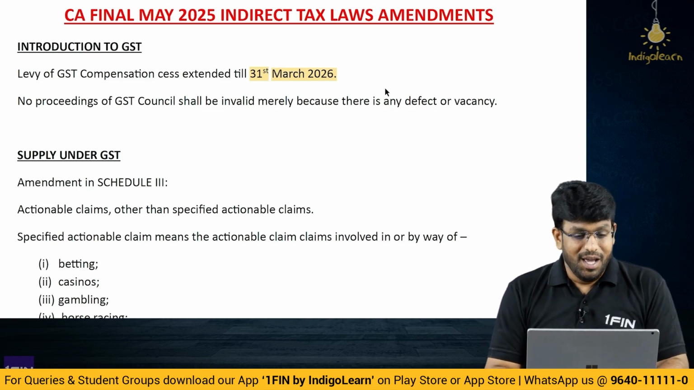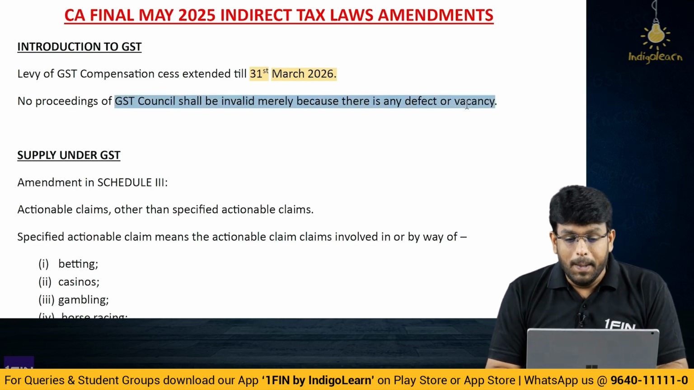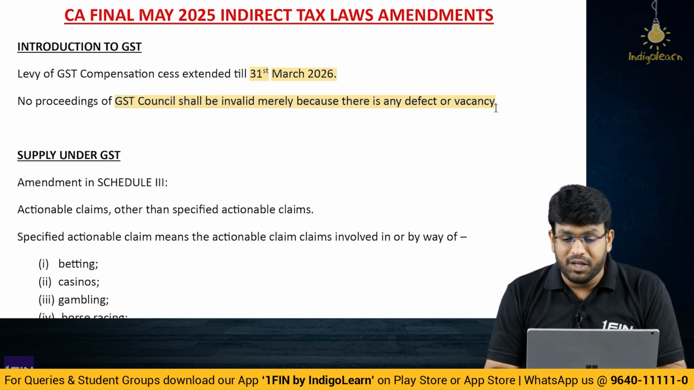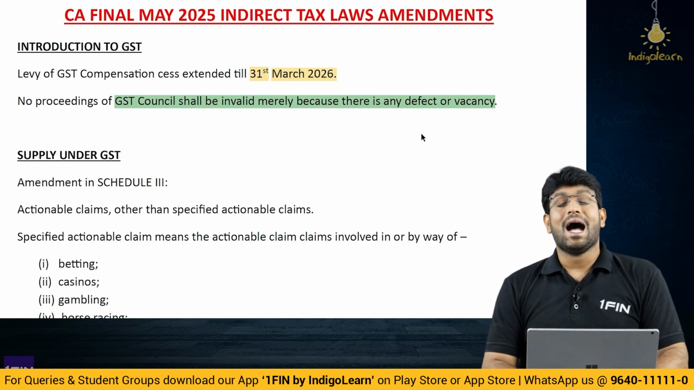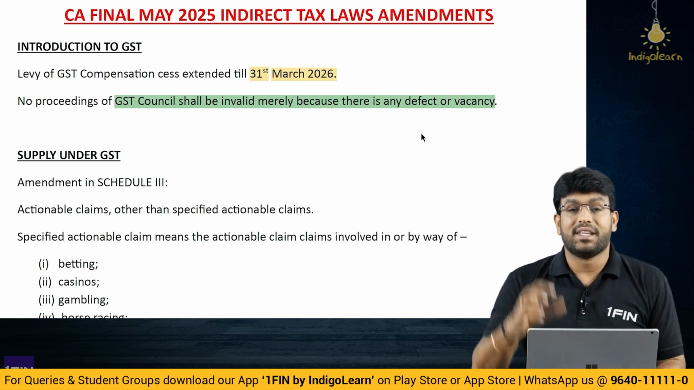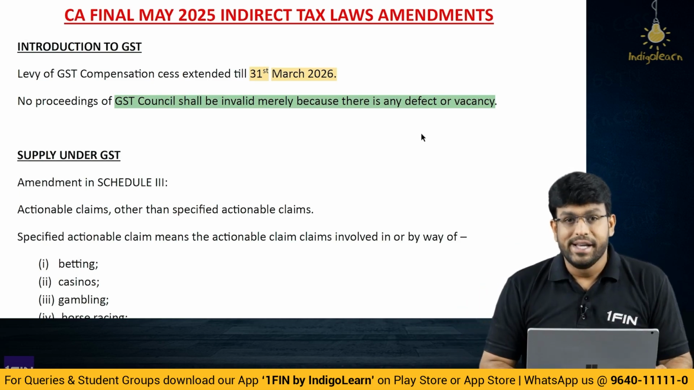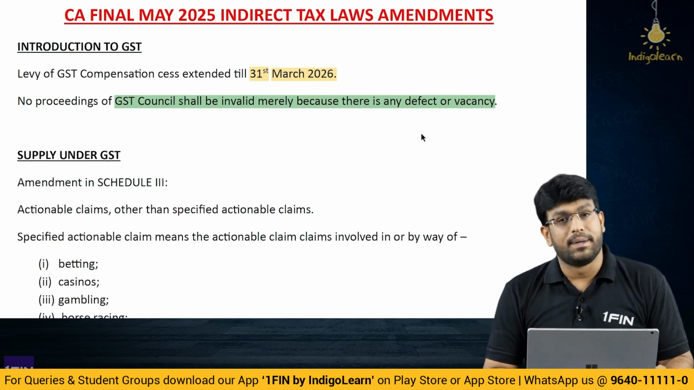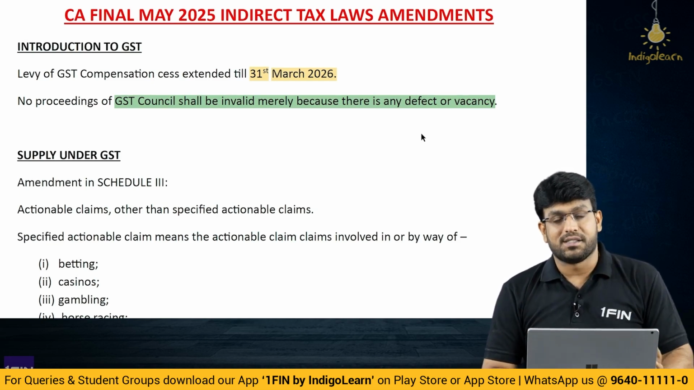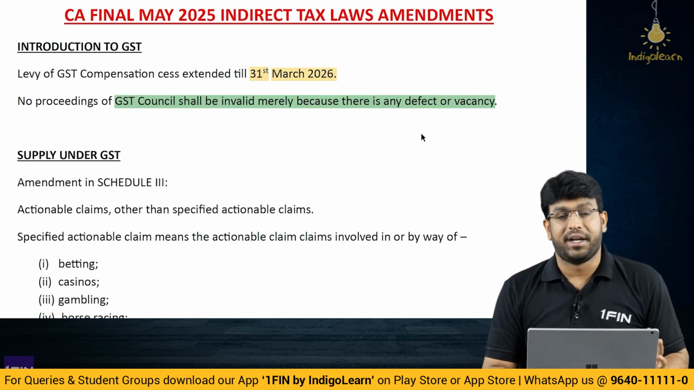Next point. No proceedings of the GST Council shall be invalid merely because there is any defect or there is any vacancy. Sir, we all know what is the GST Council. The GST Council is governed by Article 279A, where there are central members and state members who sit together and take the decision. On the central side there are two persons. Number one, Union Finance Minister. Number two, Minister of State for Finance. And from the state side we have every state representative.